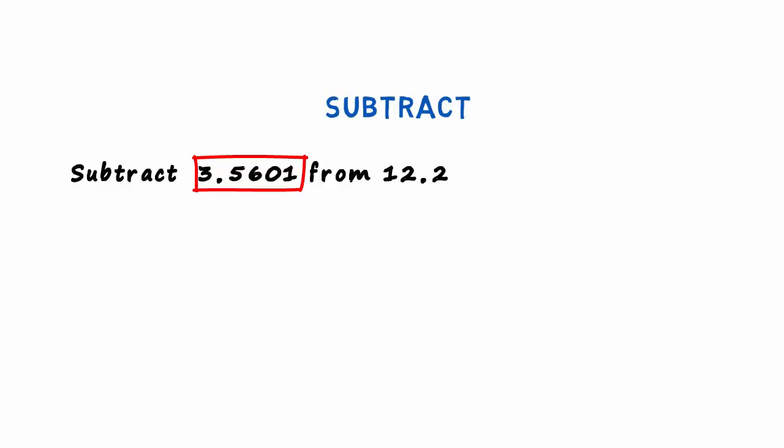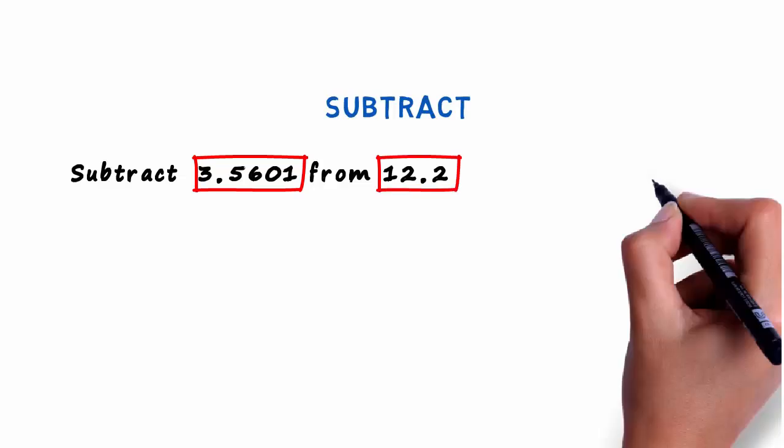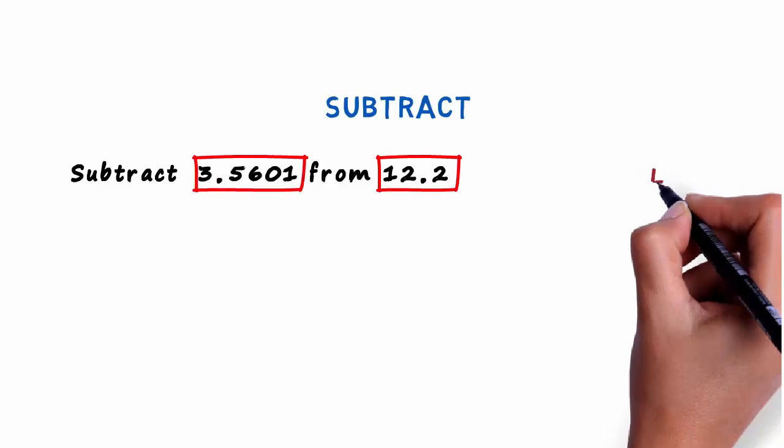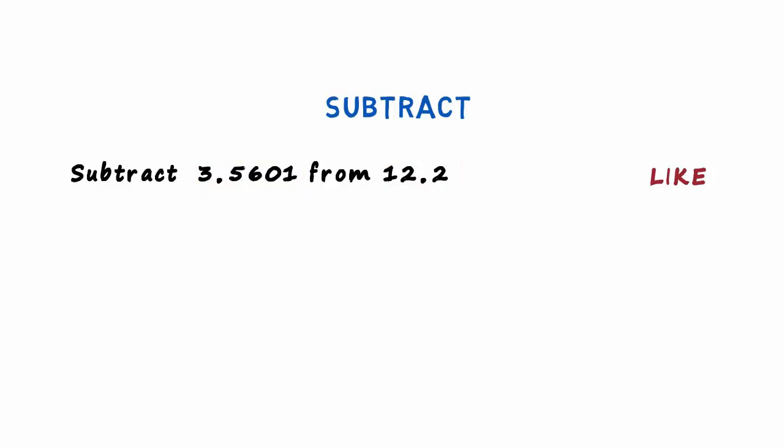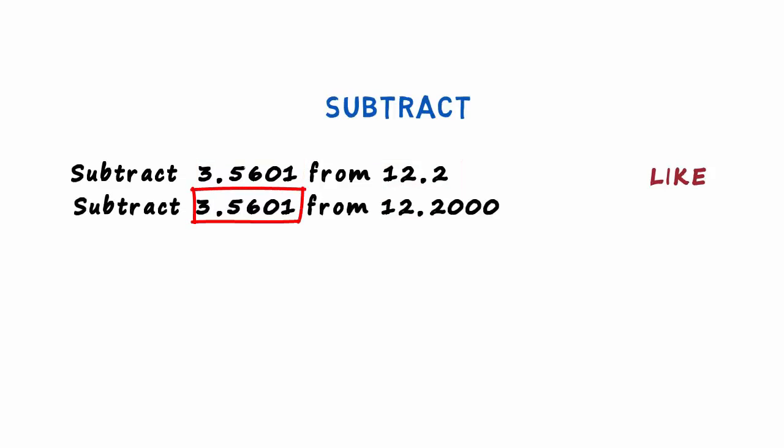How do we subtract decimal fractions? How do we subtract 3.5601 from 12.2? To find the difference, the most essential thing we need to do is make the decimal fractions like. So we can write this as subtract 3.5601 from 12.2000. Both the decimal fractions have 4 digits after the decimal point, which means they are like.